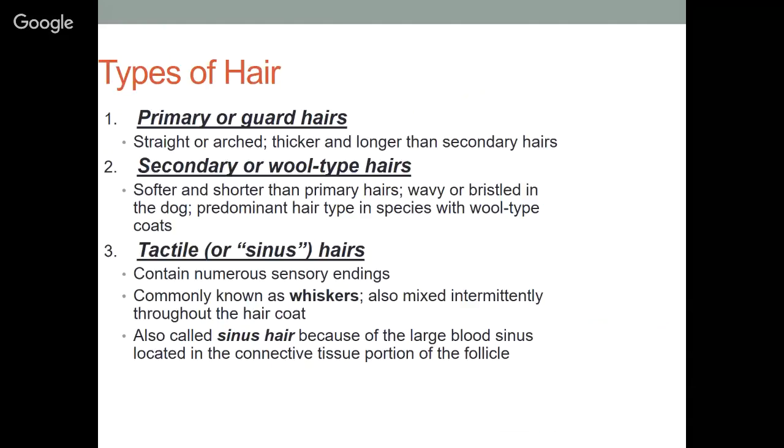When we think of breeds of dogs that have wool type hairs versus more primary hairs, we think of poodles, we think of Bichon Frises. These are Lhasa Apso, Shih Tzus. These are animals that need to be groomed. They actually have hair. Other dogs have fur, other breeds have fur.